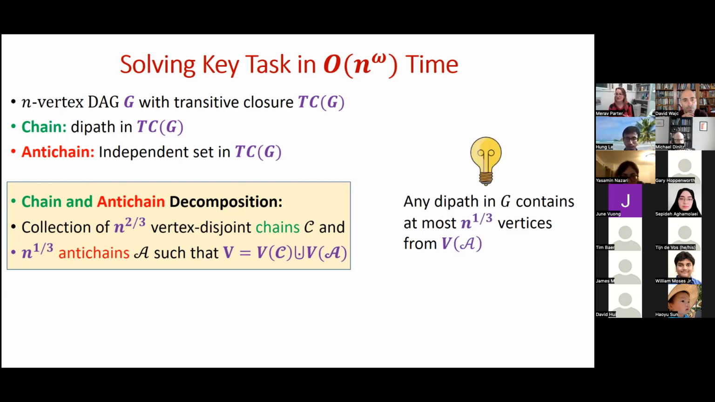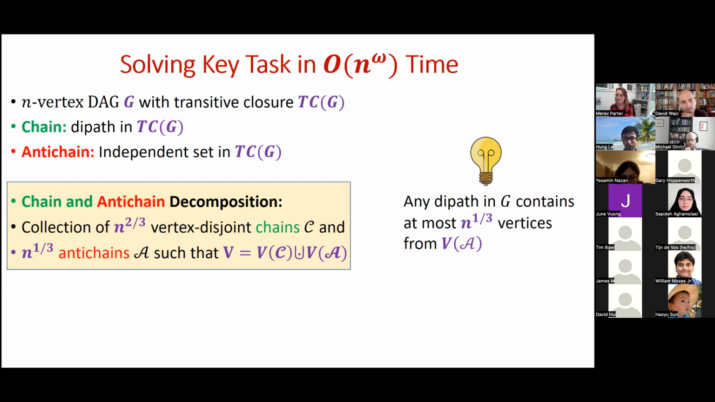And the key observation is that if you just take the chain part from the chain anti-chain decomposition, this satisfies the properties that we wish to have for our path collection, okay? The chains are vertex disjoint, this is great. Their number is good, n to the 2/3.